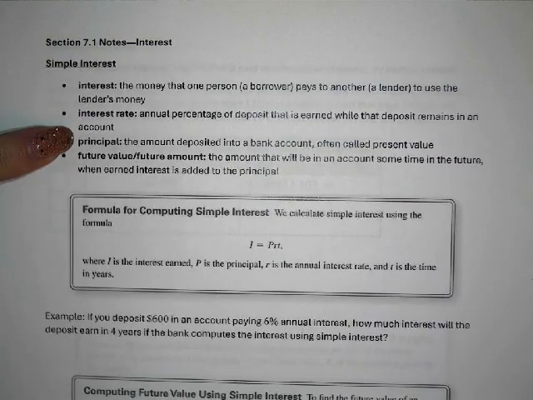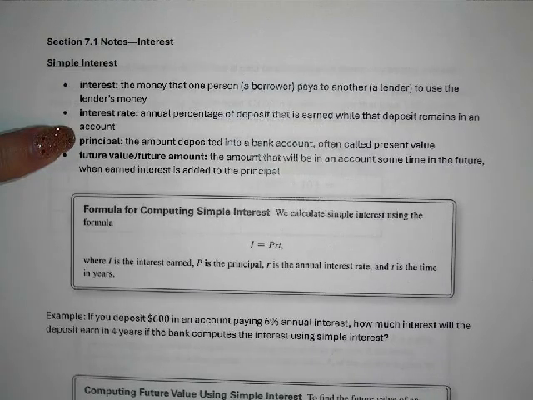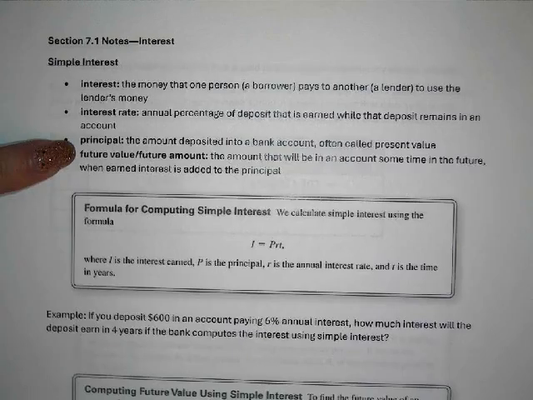The principal is the amount deposited into a bank account, often called the present value. And then the future value, or the future amount, is the amount that will be in an account sometime in the future when the earned interest is added to the principal.